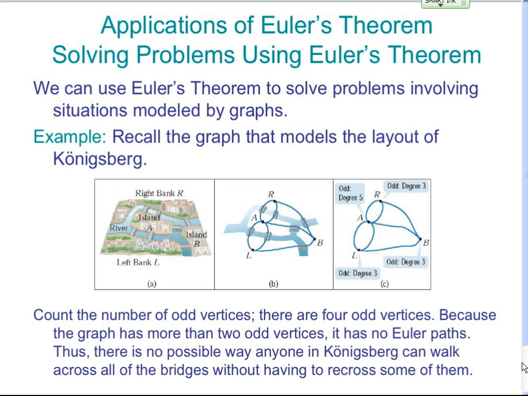The reason why, if you look at the vertices, which are the land masses, each of the vertices are odd. So the island A is an odd vertex. The right bank is an odd vertex. The island B is an odd vertex, and the left bank is also odd. Since there's three odd vertices, it is not possible to have an Euler path or a circuit.